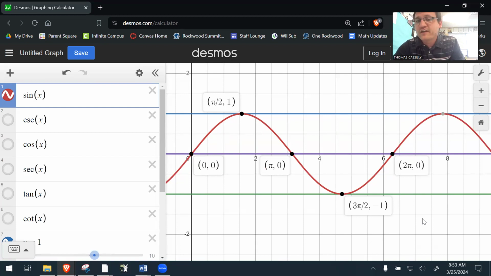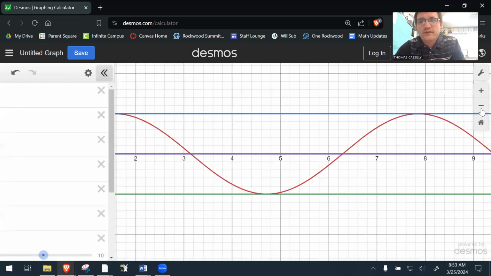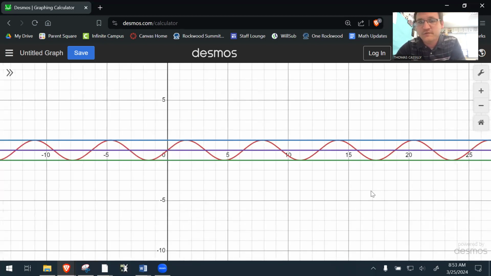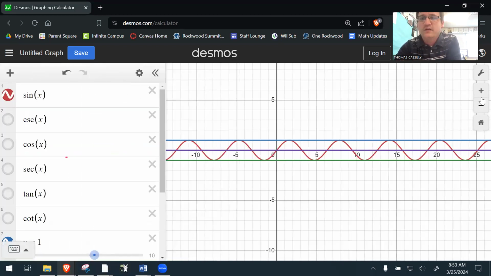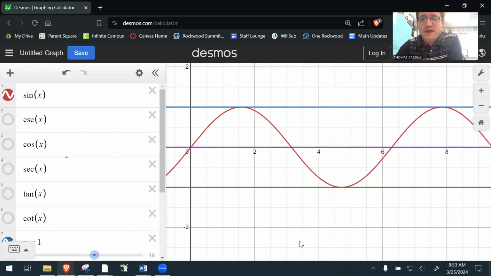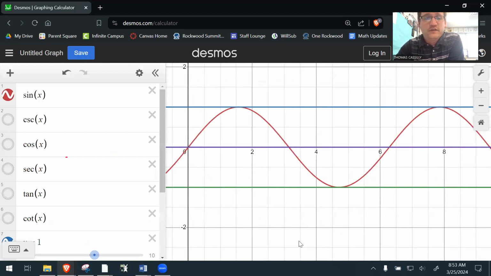That's one cycle. Now, if I zoom out on this thing, we can see that it does go on forever. So the sine function goes from negative infinity to positive infinity. That's what we call our domain, right? That's one of those key words that we used here. The domain of your sine and your cosine functions is always going to be negative infinity to positive infinity.